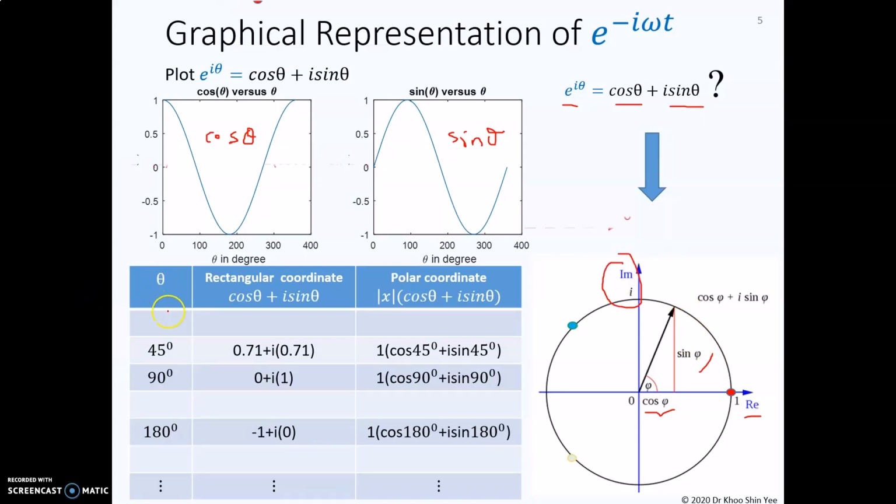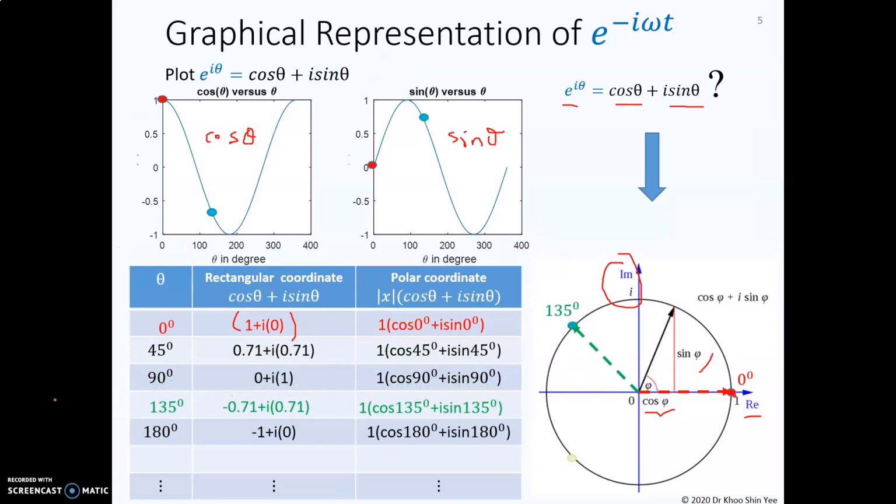Let's start with the first point at 0 degrees. So you can see cos 0 is 1, sin 0 is 0. So you can have the rectangular coordinate like this, and then for the polar coordinate we can have this form, 1 plus i0. Therefore you have the point to be here.